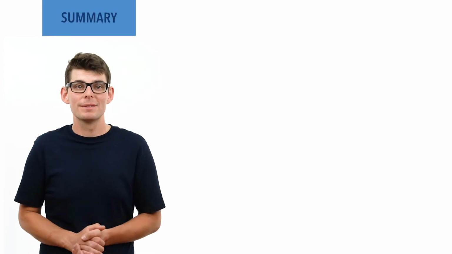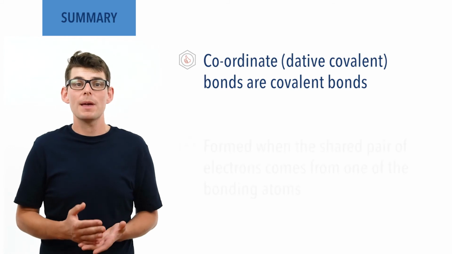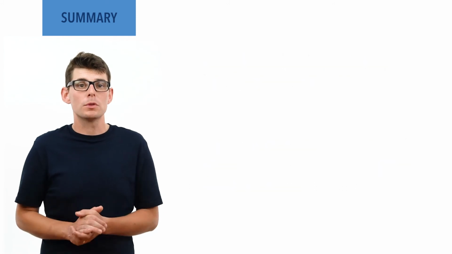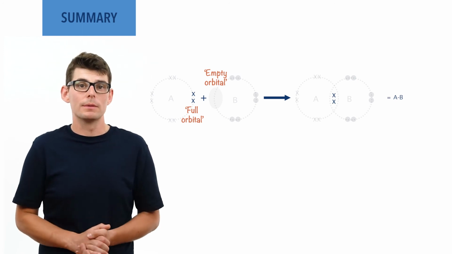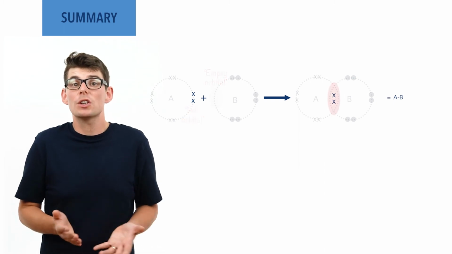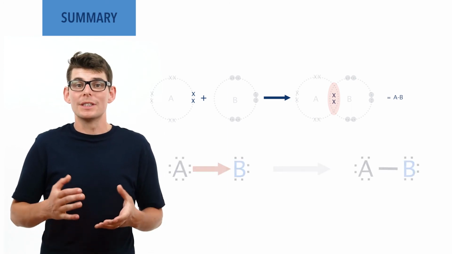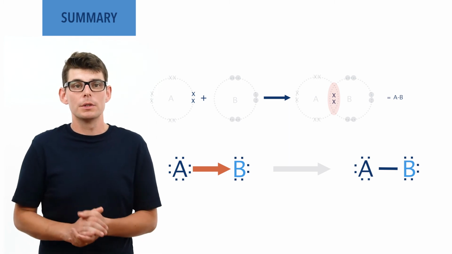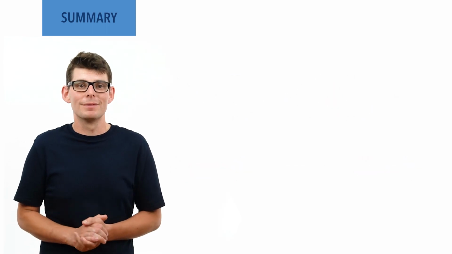So, to summarise, coordinate dative covalent bonds are covalent bonds formed when the shared pair of electrons comes from only one of the bonding atoms. A full orbital from one atom, a lone pair of electrons, overlaps with an empty orbital on another atom, and the electron pair ends up being shared between the two atoms, creating a covalent bond. The forming of a coordinate dative bond is shown using an arrow showing the direction the lone pair of electrons are moving to form the bond. Once formed, the bond is no different to any other covalent bond.